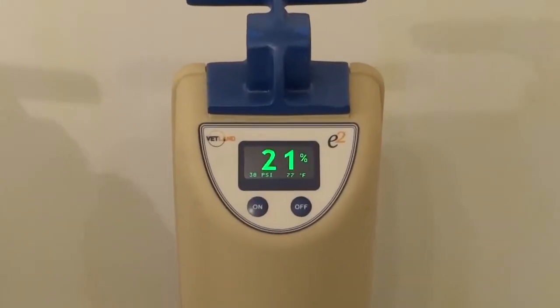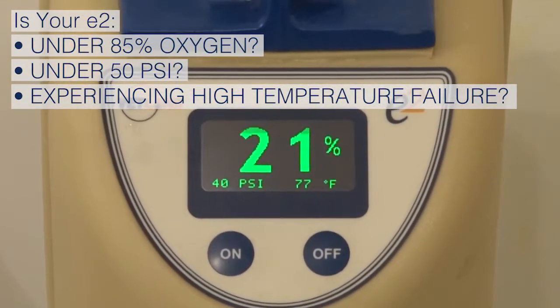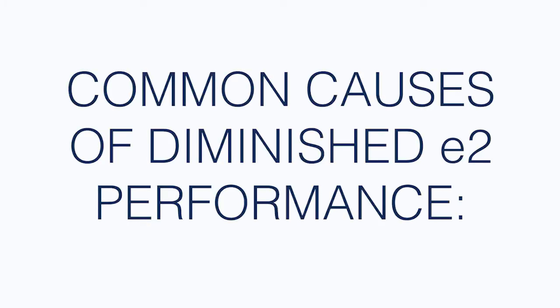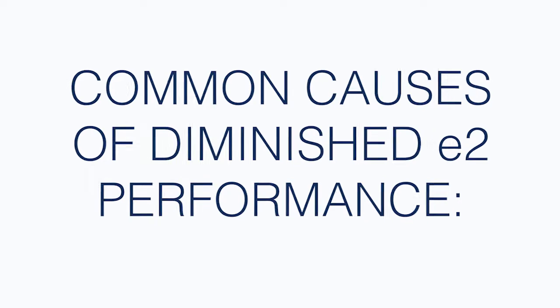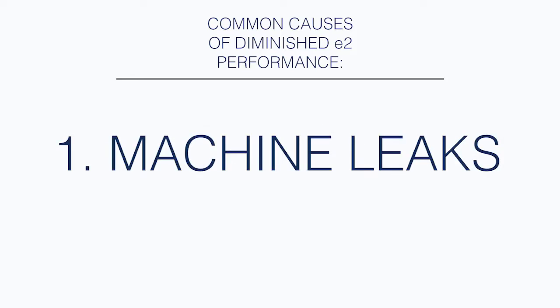Is your E2 reading under 85% oxygen, under 50 psi, or experiencing high temperature failures or turn-offs? Common causes of diminished E2 performance include machine leaks.